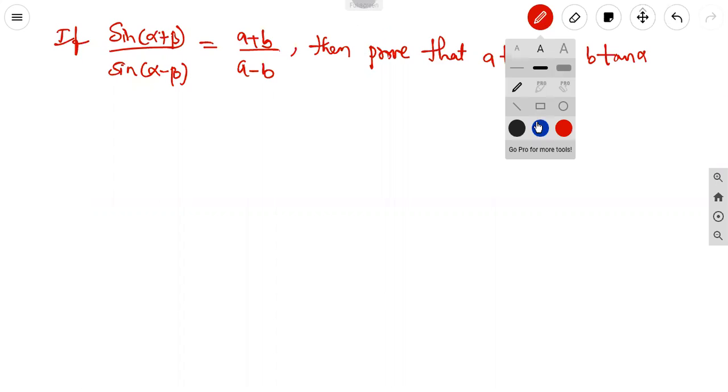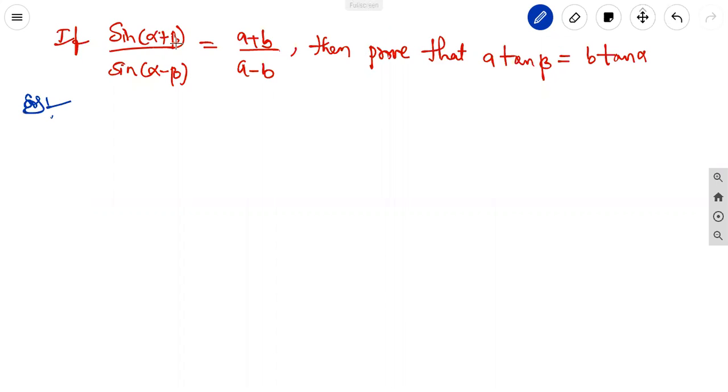Here the given question is, if sine of alpha plus beta by sine of alpha minus beta is equal to a plus b by a minus b, then prove that a tan beta equals b tan alpha.